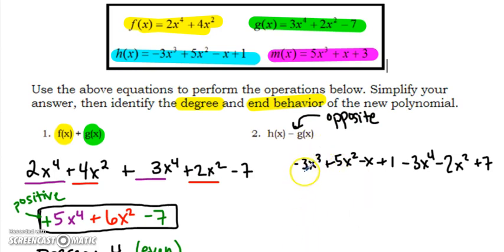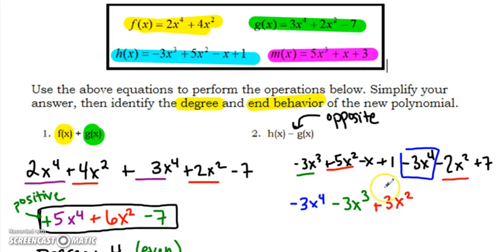Okay, and now we're going to combine some like terms. So it looks like this is the term with the highest exponent, so I'm actually going to start with that, negative 3x to the fourth. Then, is there anything else that's cubed? Nope, so negative 3x to the third. And then we got a 5x squared and a negative 2x squared, so that's going to be positive 3, right? Because 5 minus 2 is 3. And then we've got a negative x, but nothing else has an x, so that's negative x. And then 7 and 1 would make 8.